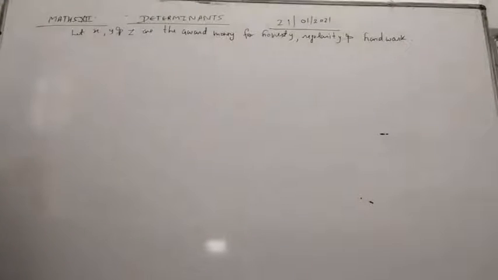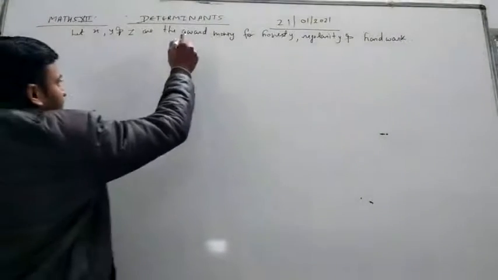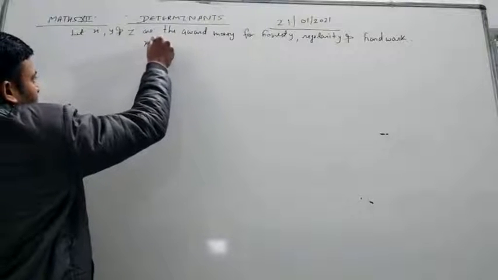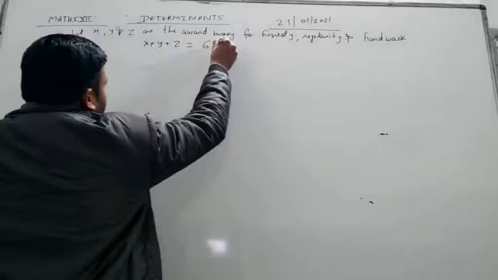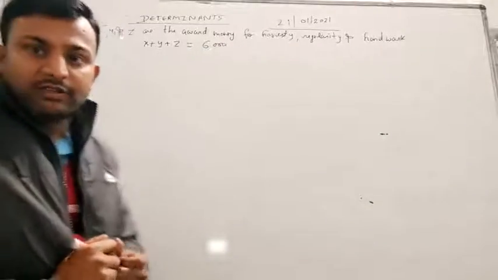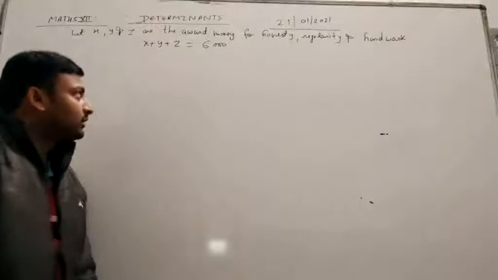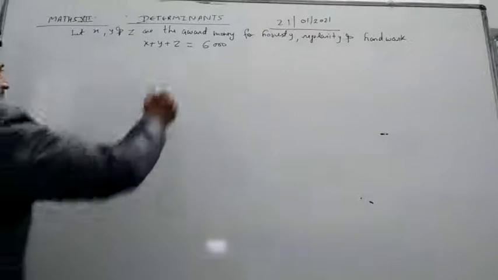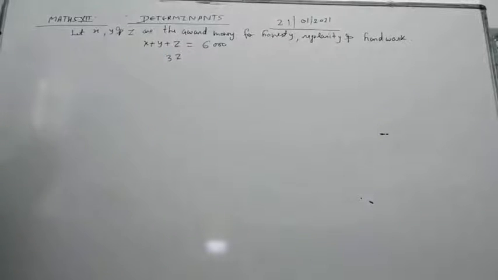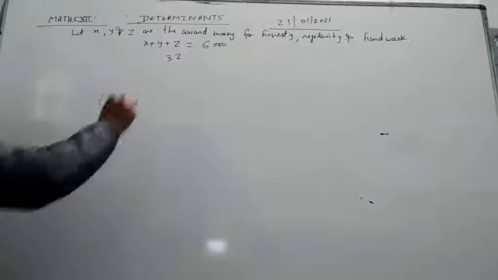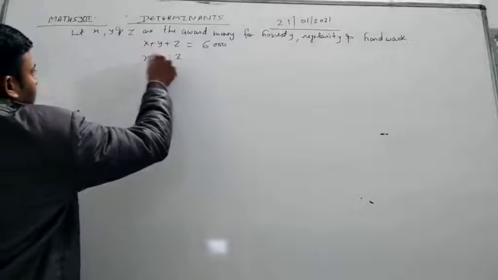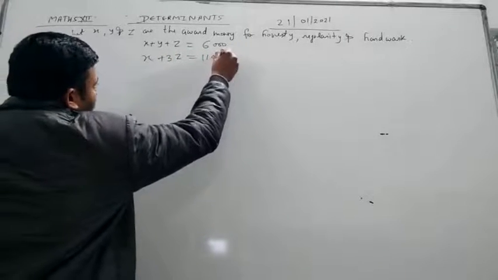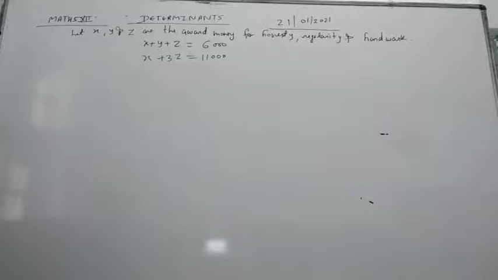Okay, students, and we are given that the total cash award is 6,000 rupees. So X plus Y plus Z is 6,000 rupees. The total award money is 6,000 rupees. This is what we are given. And the second condition is 3 times the award money for the hard work added to that given for honesty is 11,000. Okay, student, this is the second condition.